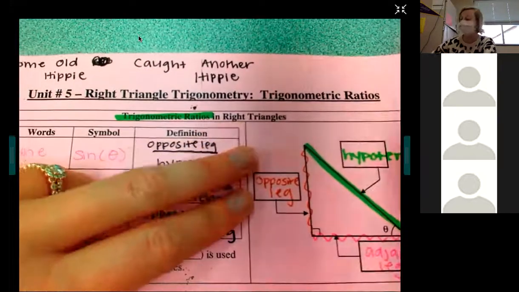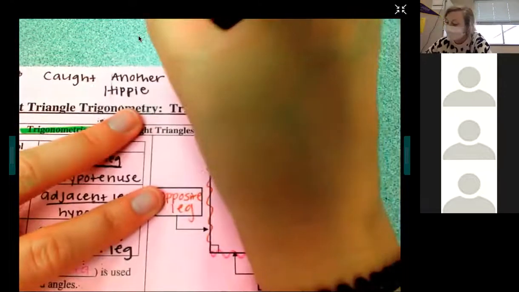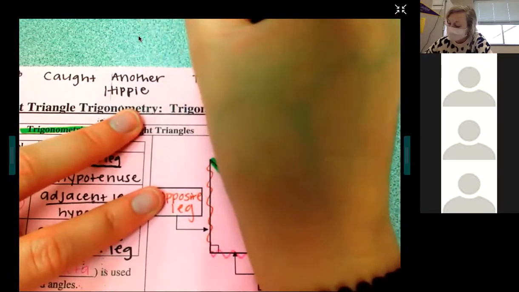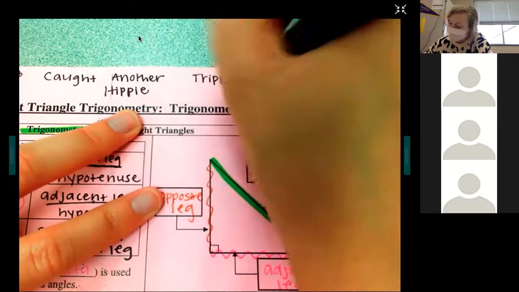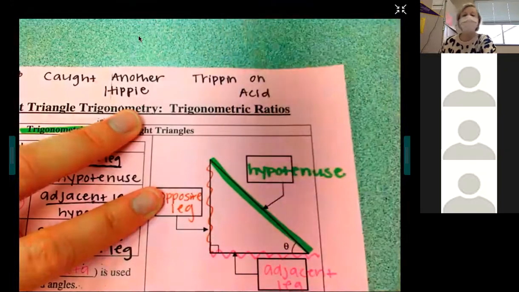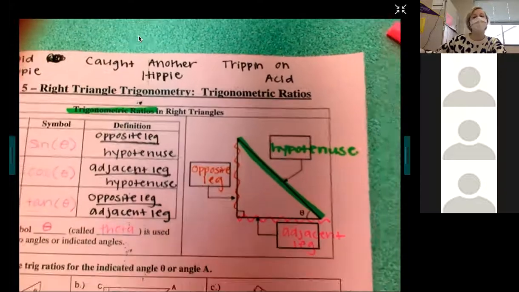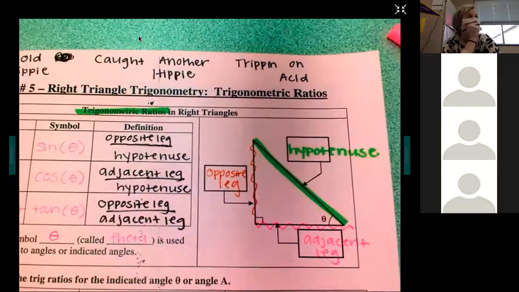You don't like the word hippie? You can replace it with homie. Tripping on acid. I told you it was not school appropriate, but you're going to remember it. Some old hippie caught another hippie tripping on acid. If you know that saying, you should never mess up your ratios.